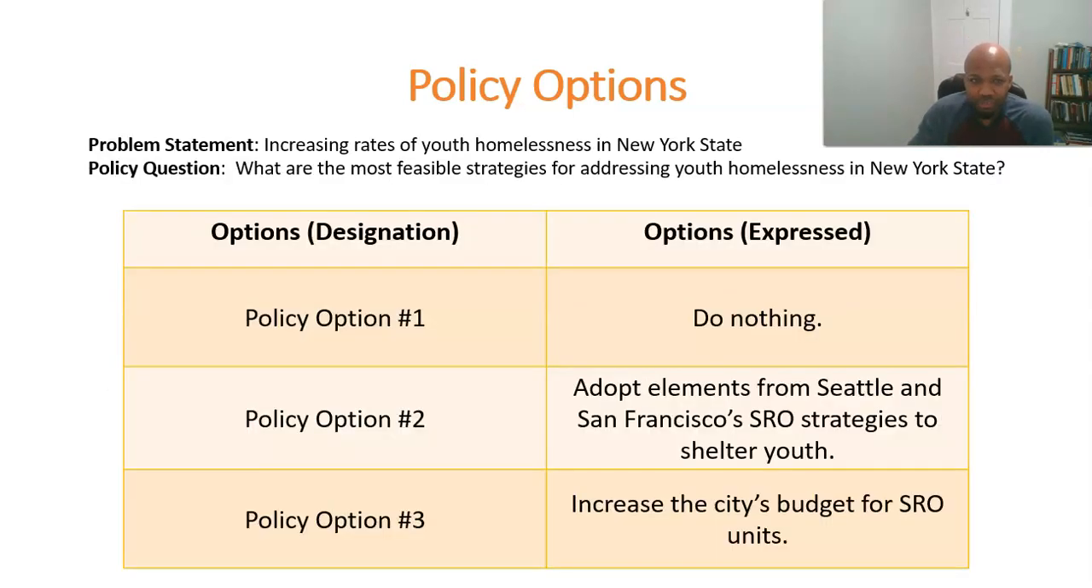So I just want to give you a few examples, but I'm only going to bring forward the example about homelessness. I'm not going to go through all three of those examples. We had a problem statement of increasing rates of youth homelessness in New York State. Homelessness among young folks is increasing in New York State. And then the policy question, again, reframed, maintaining those two scopes of population and jurisdiction: What are the most feasible strategies for addressing youth homelessness in New York State?